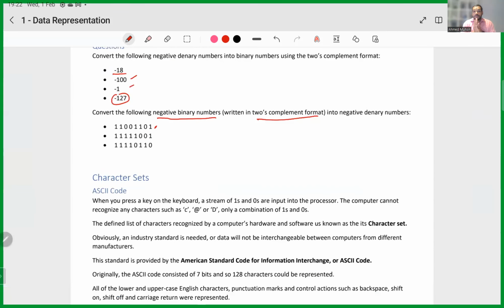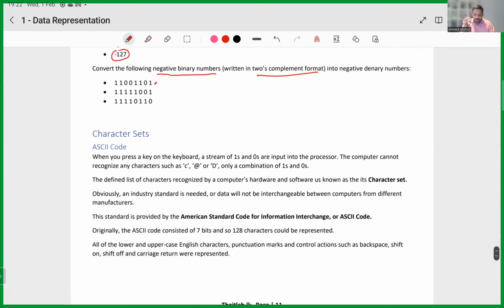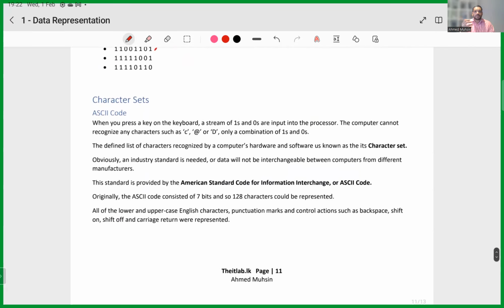Okay, so this is what we call 2's complement. It's a rather big part of data representation. Next we will be moving on to something called character sets. Character sets is a very, very short part, not very long. We have two types of character sets, the ASCII code and the Unicode. That is what we will be dealing with in the next part.